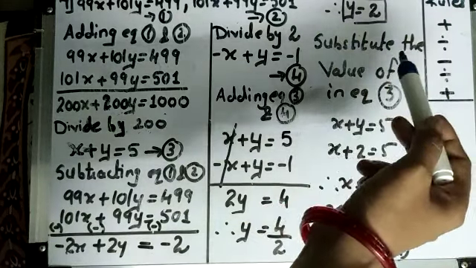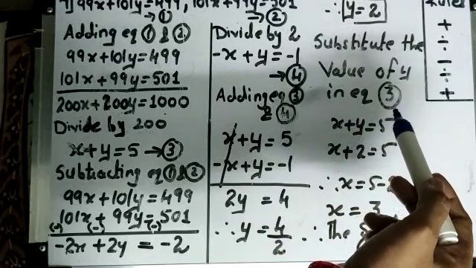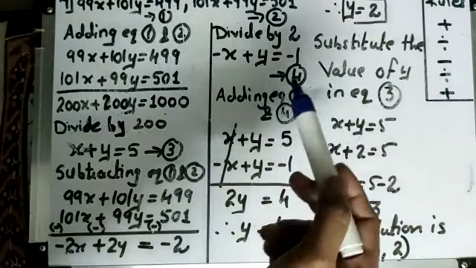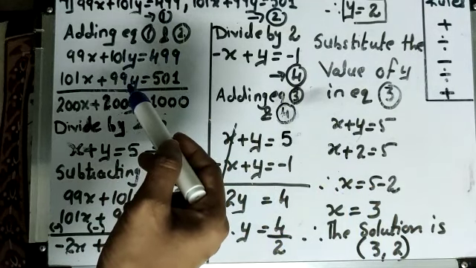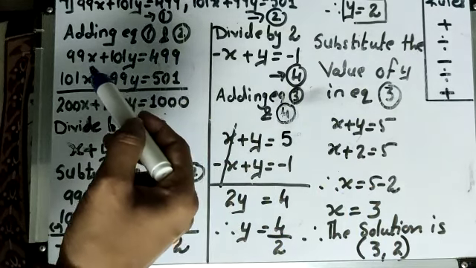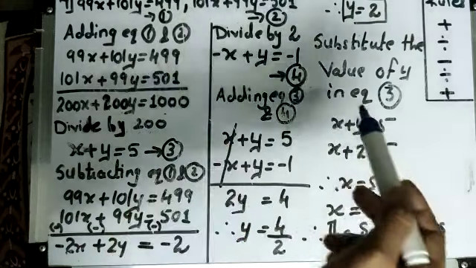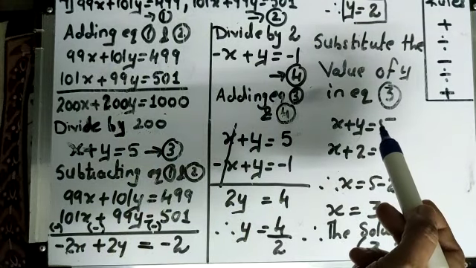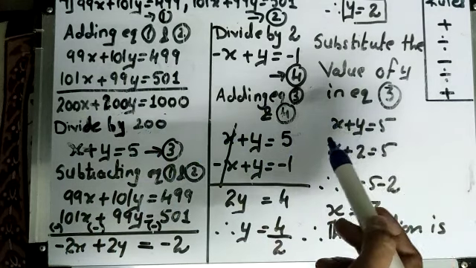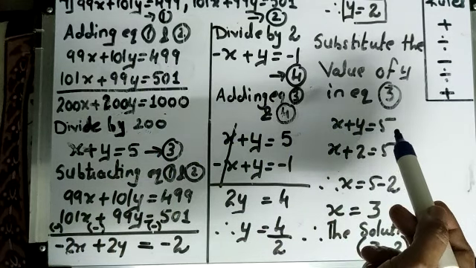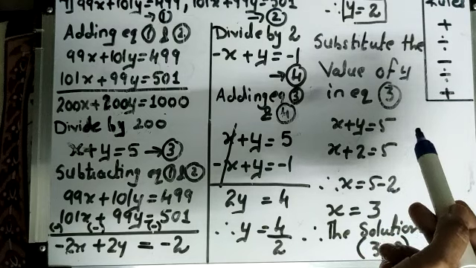Substitute the value of y in equation number 3. I've taken 3, you can take 4 also. Don't take 1 and 2 because you can see equation number 1 and 2 both are having a bigger number, then your calculation will increase, children. So always take the smaller one. I've taken equation number 3, x plus y is equal to 5. This was my equation number 3.